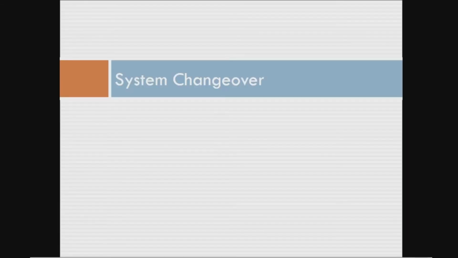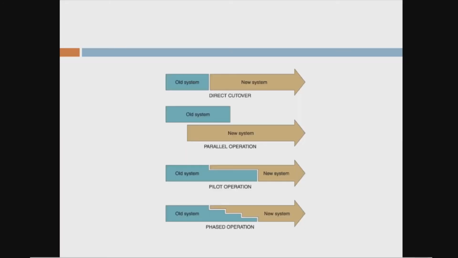The next part we go for is the system changeover. How to move from the old to the new system. This is the type of process of implementation. The first one we have is direct cut over. Second, we have the parallel operation. Third, we have the pilot operation. And the fourth, we have the phase operation.